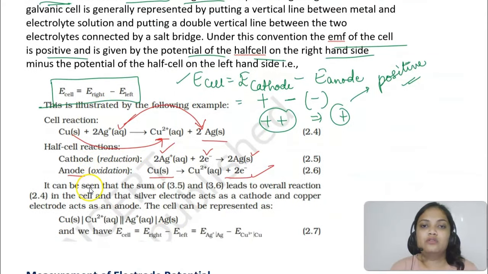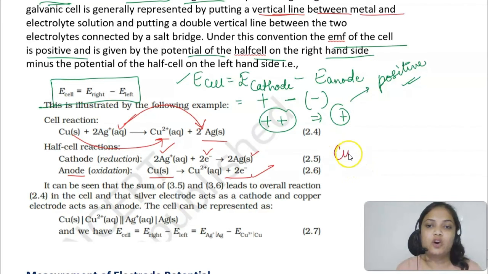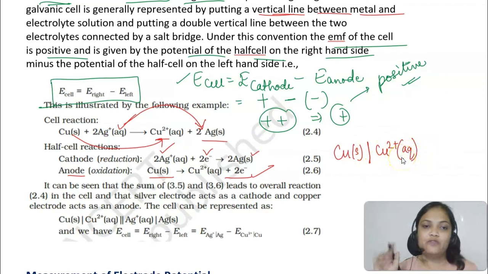Now I told you how to write this. A galvanic cell is represented by putting a vertical line between metal and electrolyte solution. So first of all, we will be writing the anode on the left hand side. So we will write copper, which was in solid state, right? Because it is in the electrode. And we will put a vertical line like this. Then we will write the electrolyte. Copper 2 plus ions are there in the electrolyte. It's in aqueous state, right? It is in electrolyte form. Then we will represent the salt bridge by these double vertical lines.